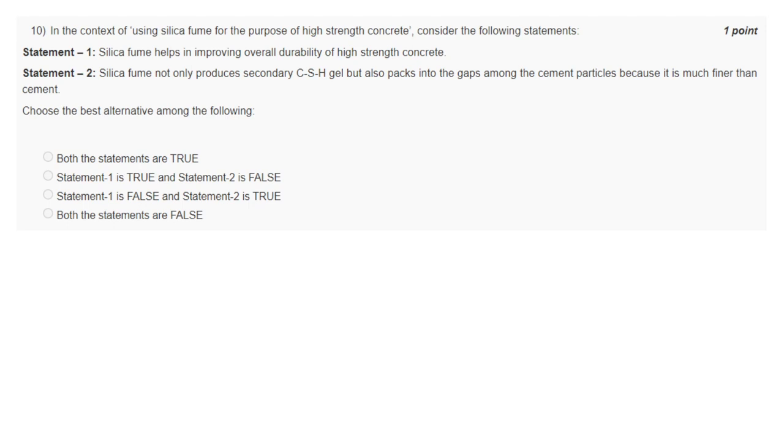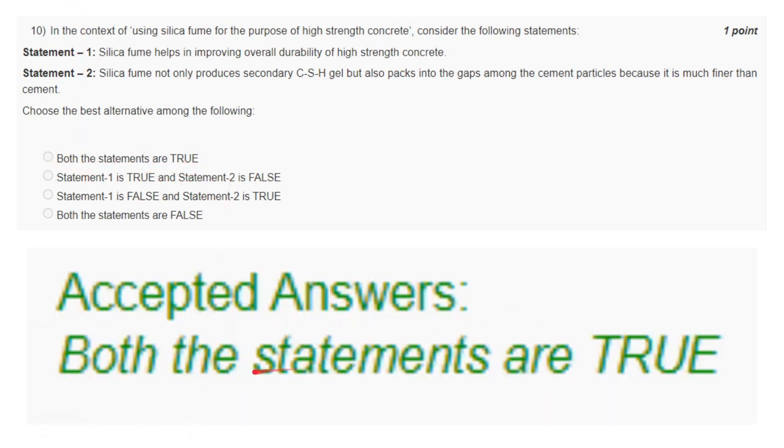And also they pack into the gaps owing to their nanometer size, so they are able to pack into the gaps among the cement particles, because they are much finer. They are in the size of nanometers, whereas the cement particles are in the size of microns or micrometers. So they are not only producing secondary CSH but also packing the gaps among the cement particles owing to their much finer size. So both the statements are true. So the first option is correct, both the statements are true.